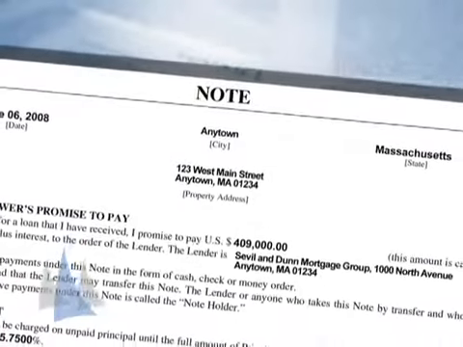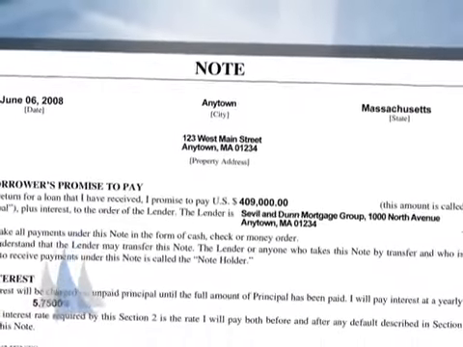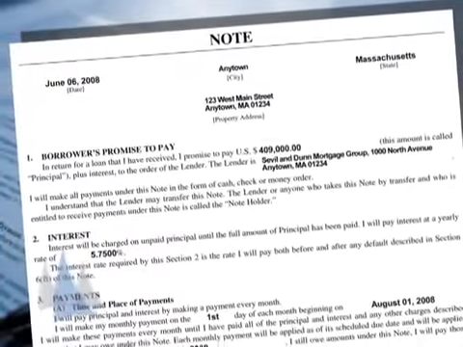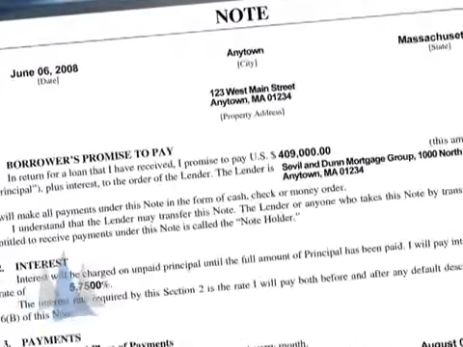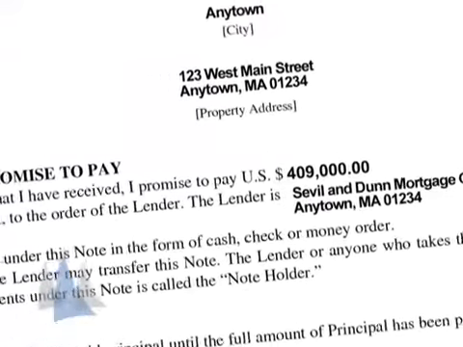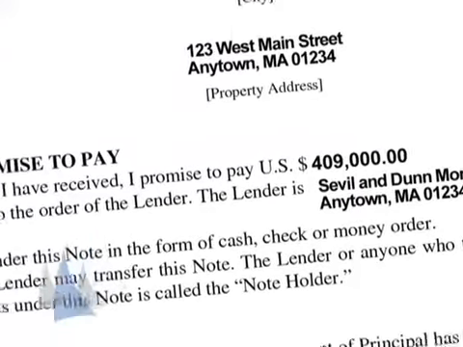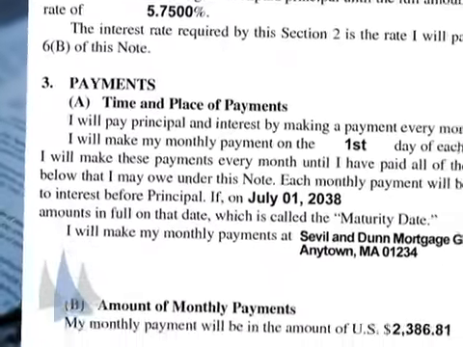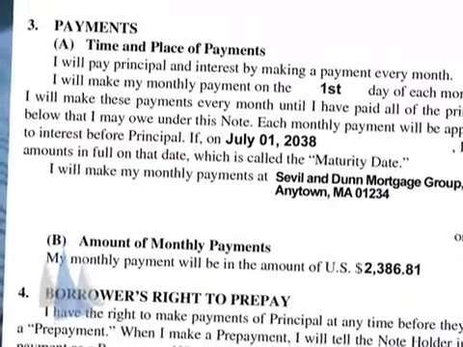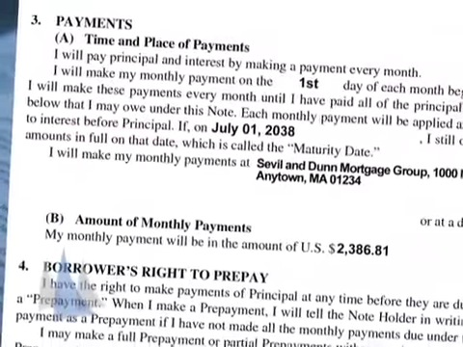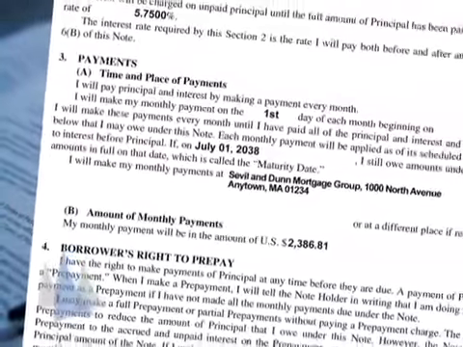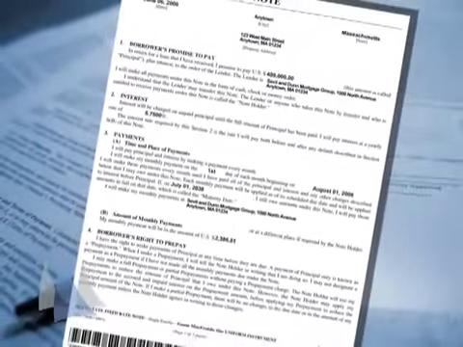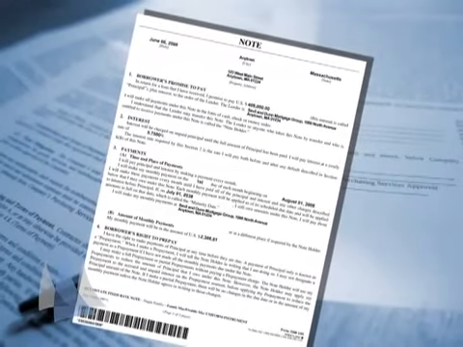The note is essentially a written, signed, unconditional promise to pay a certain amount of money on demand at a specified time. In our example, John and Jane have promised to pay $409,000 to the lender. The note also lists the interest rate, time and place of payments to be made, as well as the amount of each monthly payment to be made. The note also outlines the obligations that arise for the borrowers with regard to late payments and the transfer of the property or any beneficial interest in the property.